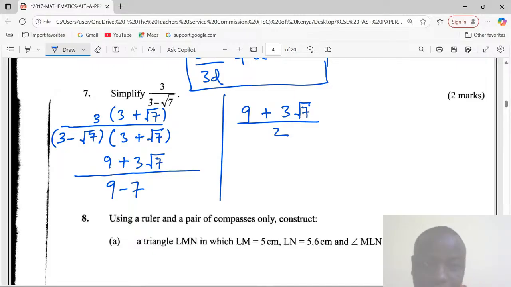To rationalize, or simply to simplify a surd, means at the end of the day, don't have a surd on the denominator. Ensure that by the time you're finishing up with the working, at the denominator there is a rational number. That is it. At the denominator there is a rational number.